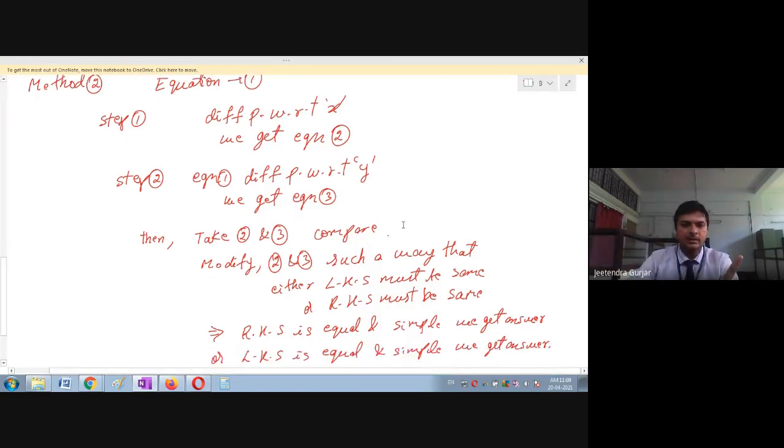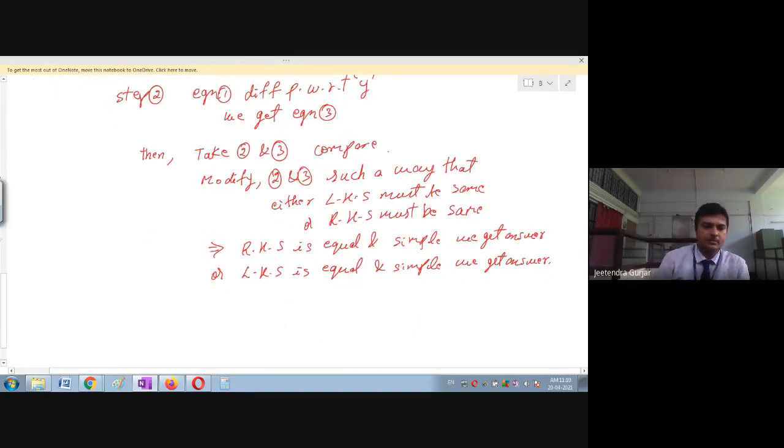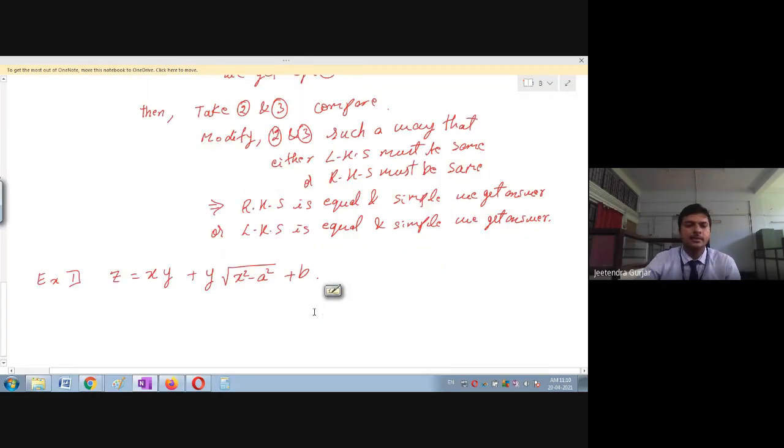I have repeated this twice, so we'll just see this one example. Everyone, it is a very, very important example I'm going to solve now. Just write it down. If you want, you can take a screenshot of this method also. Let us see how the questions will be given. Form the PDE by taking z = xy + y√(x² − a²) + b. This is the best example you can see.